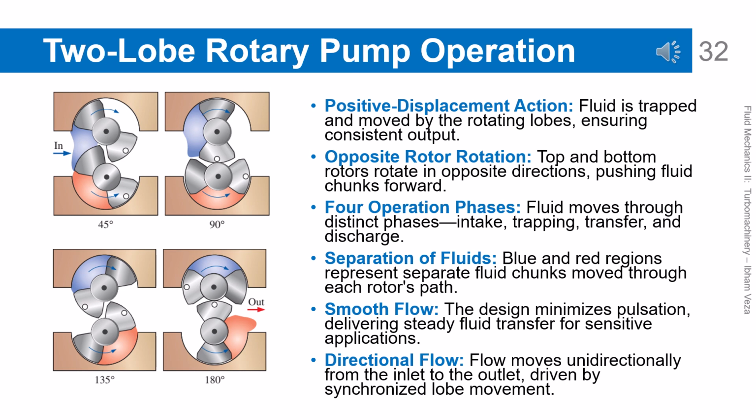Two-lobe rotary pump operation. The fluid is transferred using a positive displacement principle by being trapped between the lobes and the casing. Two rotors rotate in opposite directions, pushing packets of fluid toward the outlet. The process consists of intake, trapping, transfer, and discharge phases. Each lobe moves a separate volume of fluid without mixing. This design produces relatively smooth flow and is suitable for sensitive fluids.